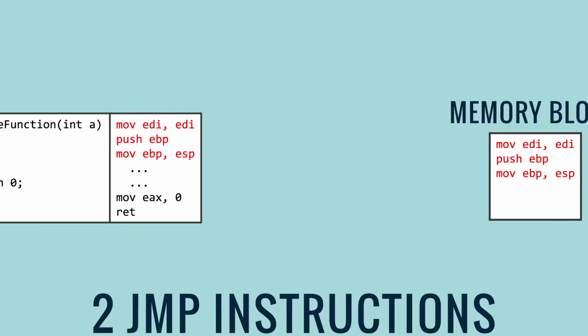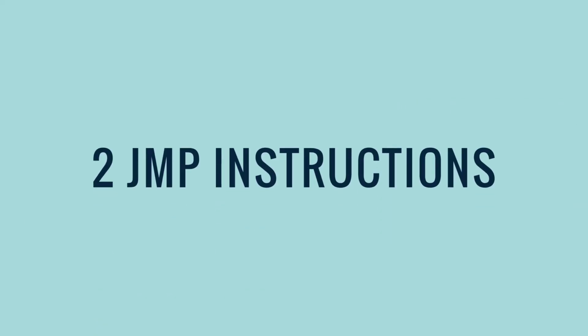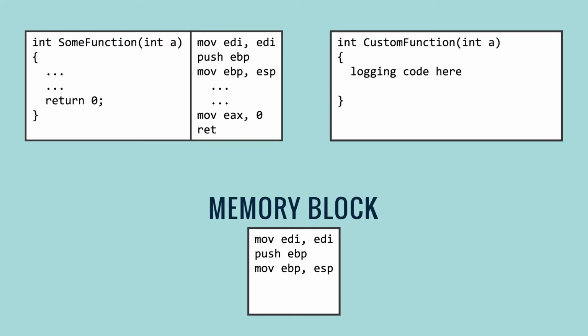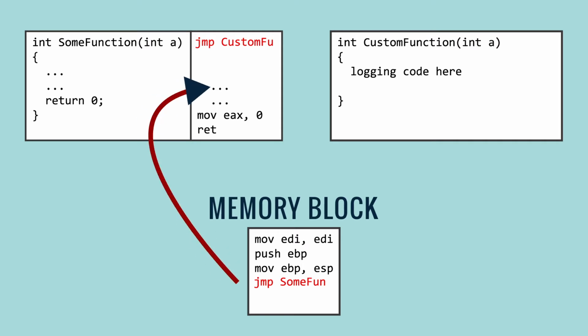Now we need to place two jump instructions. The first jump instruction, which will act as a hook, will be placed at the top of the function, so it can jump to our custom function when it's called. The second jump instruction will be placed at the bottom of the allocated memory block. It will jump to the next instruction of the function after the hook.